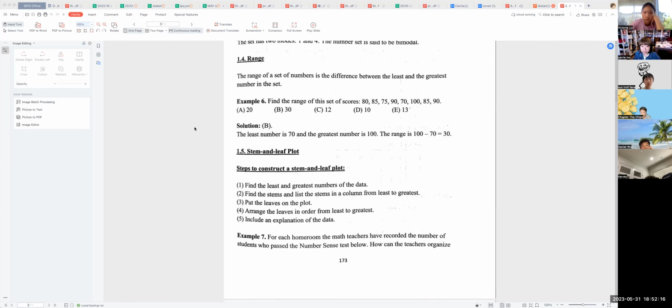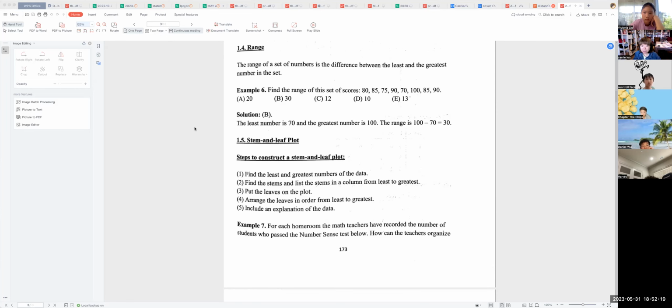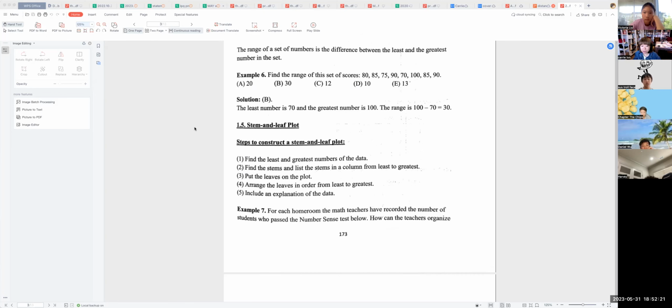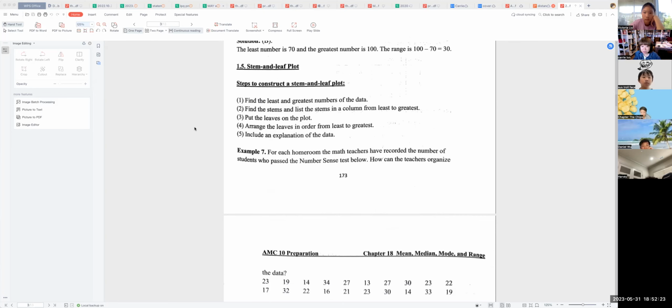In order to understand what a stem and leaf plot is, we have to understand a lot of steps first. There are altogether 5 steps to construct a stem and leaf plot. Find the least and greatest numbers of the data. That is actually the range, right? Find the stems and list the stems in a column from least to greatest. Put the leaves on the plot, and arrange the leaves in order from least to greatest, including the explanation of the data.